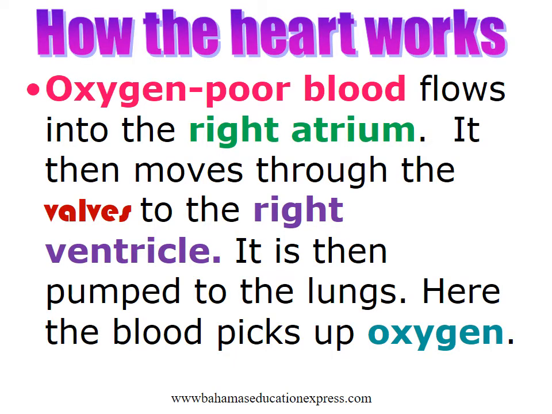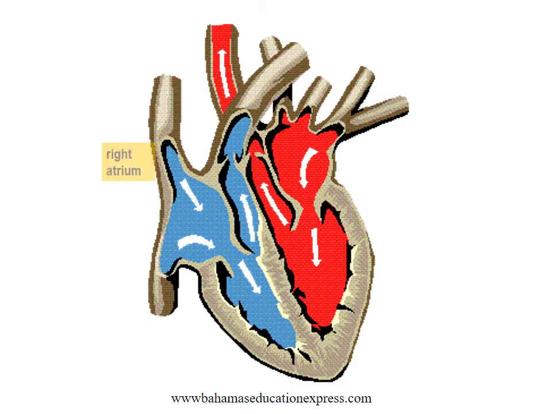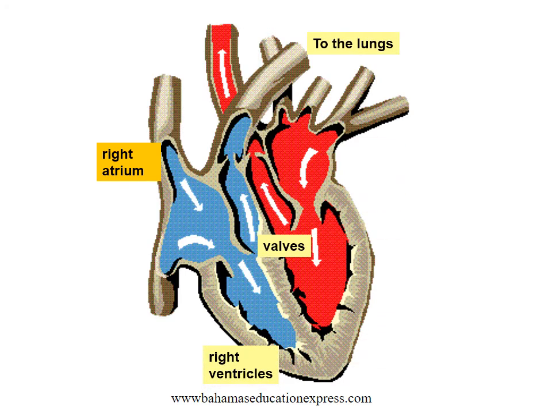How does the heart work? Oxygen-poor blood flows into the right atrium from the right side of the heart. It then flows through valves, which are flaps, to the right ventricle. It is then pumped into the lungs. Here, the blood picks up oxygen. So here, right side, right atrium. It goes through the valves, right ventricle, and to the lungs to pick up blood with oxygen.